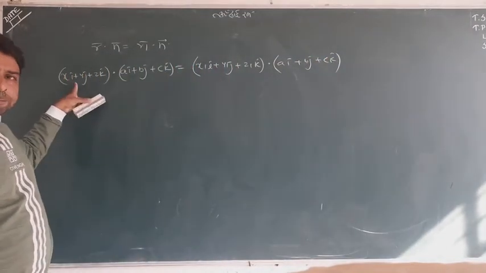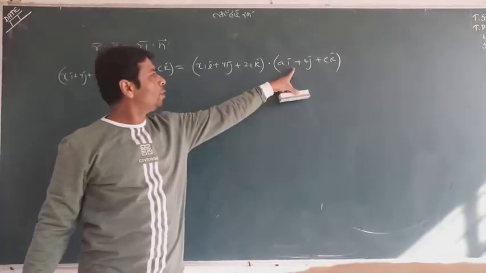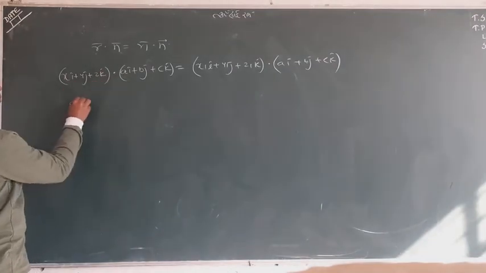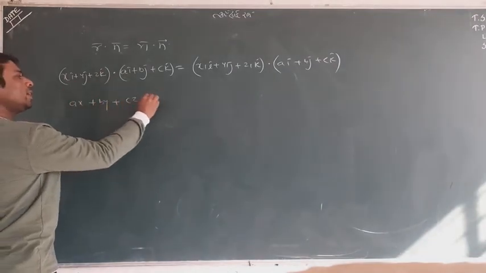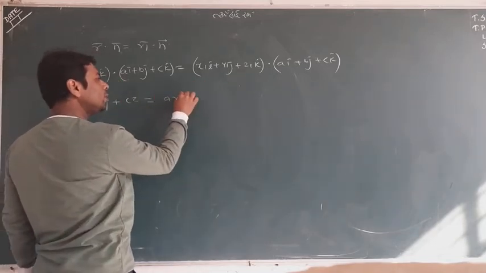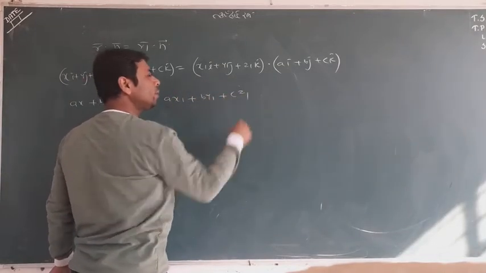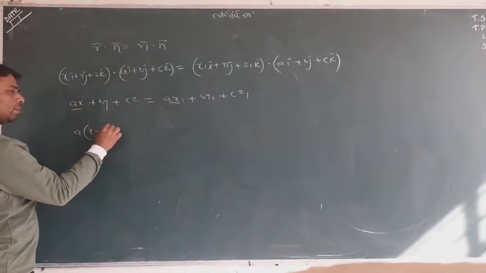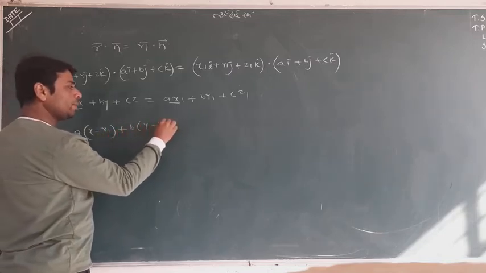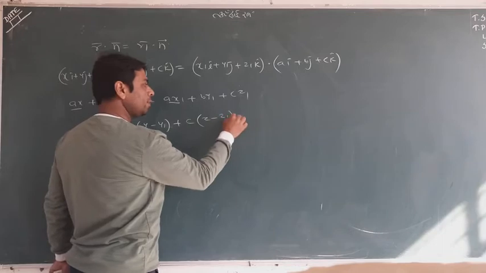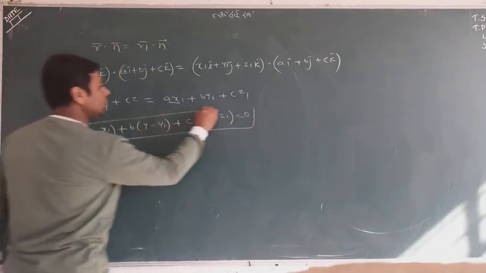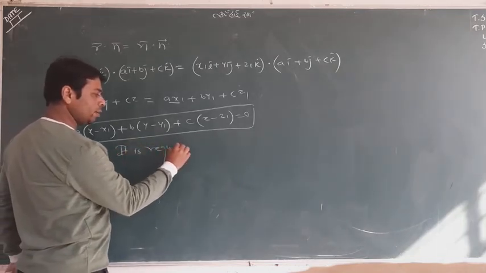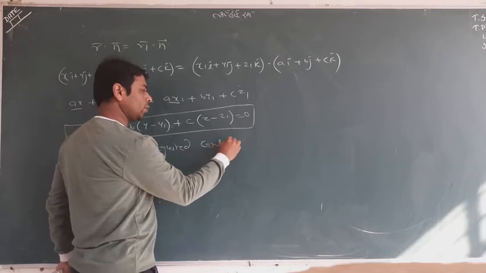Now this is the variable point, this is the ratio, and this is the given point x1, y1, z1. Now multiply here, you will get ax, by, cz dot product. This is the dot product ax1, by1, cz1. Now can you transfer here? These two will be a(x minus x1), b(y minus y1), c(z minus z1) equals 0. This is the Cartesian equation. It is required: the Cartesian equation.